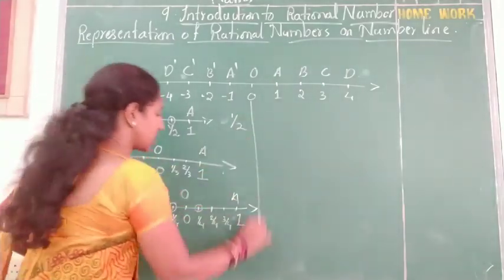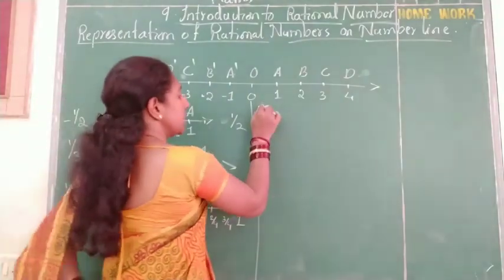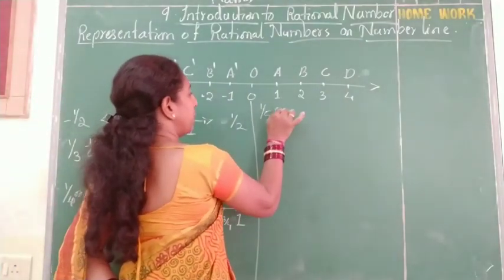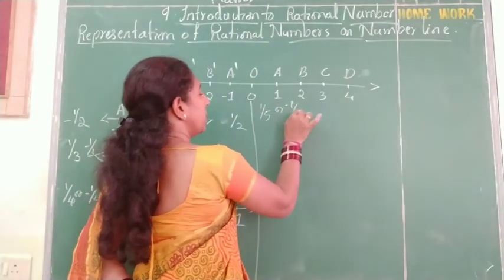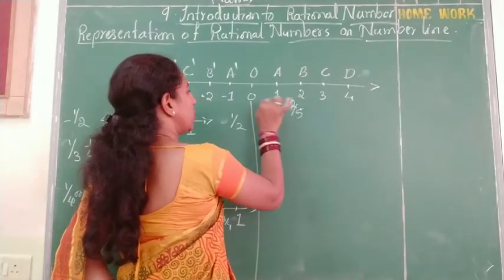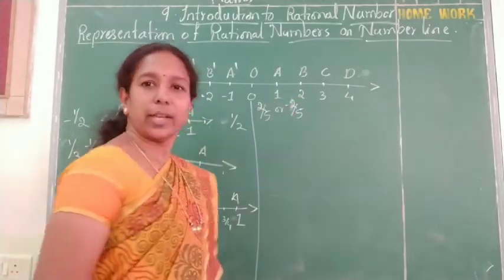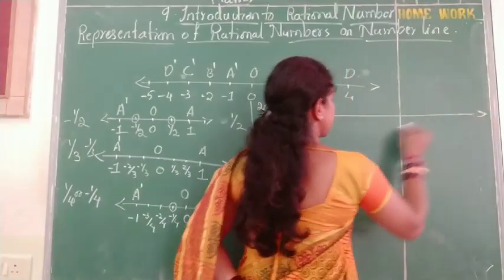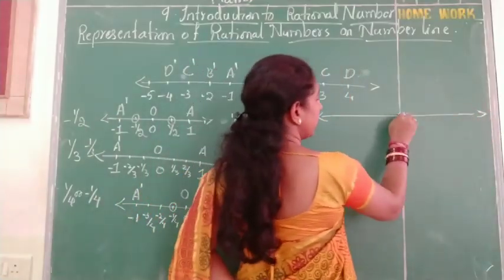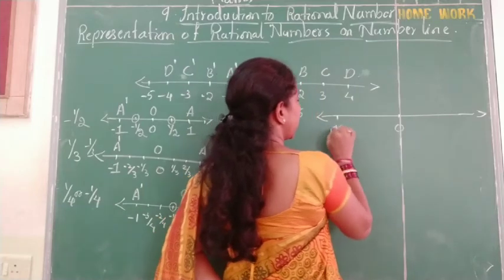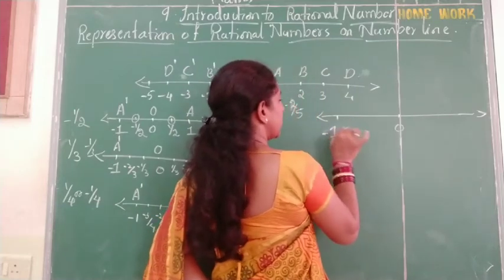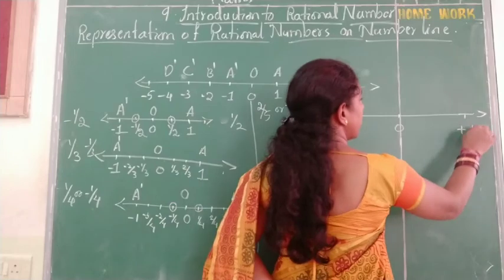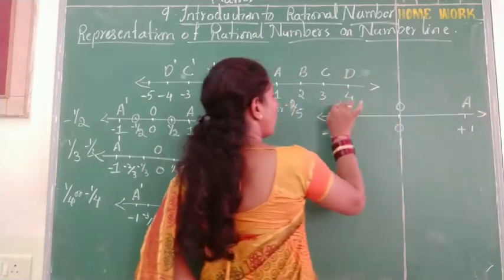Now let us take some other fractions. That is 1/5 or -1/5. Okay, let us take this one now. I will draw one straight line. Center will be 0. Sorry, -1, and this will be +1. This is A, O, A dash.